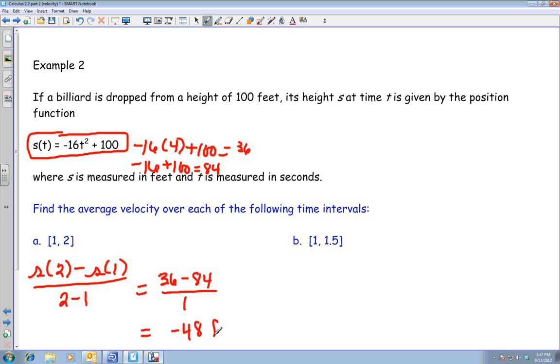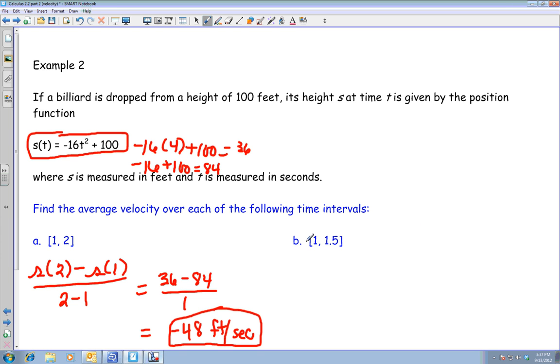My units would be feet per second. So let's see if that answer makes sense. First of all, I got a negative answer. Does it make sense that if I'm on top of a building and I drop a ball, its velocity is negative 48 feet per second, because it's dropping down, it's going down? So remember, negative velocity means it's moving down or to the left.